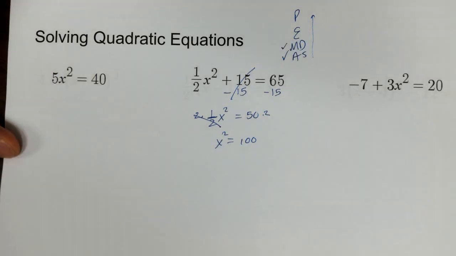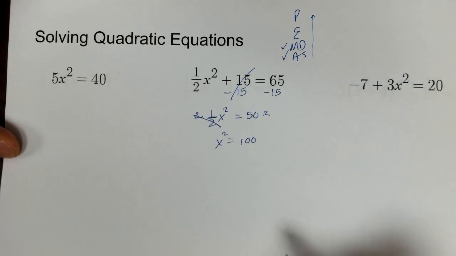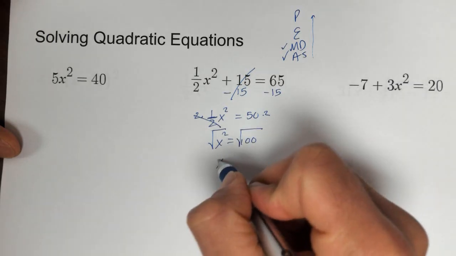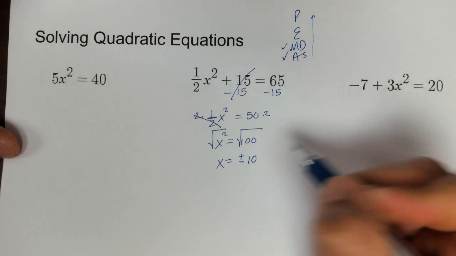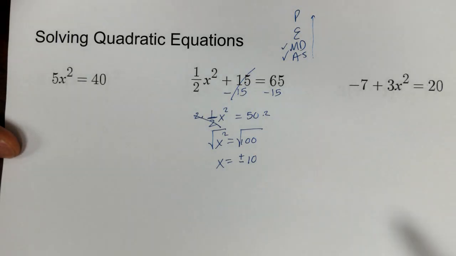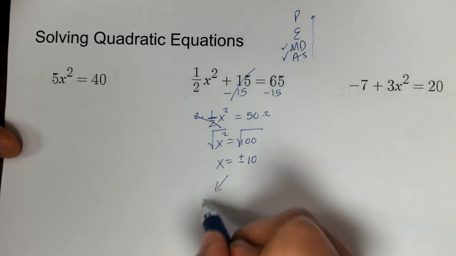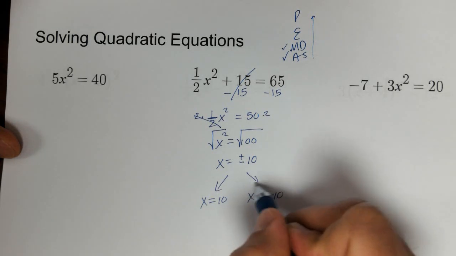Check. Do I have any exponents? The square. How do I get rid of that exponent? Do the inverse operation. Square root. X equals, remember, positive or negative 10. There's 2 solutions here. And 100 does have a square root. X equals 10. X equals negative 10.